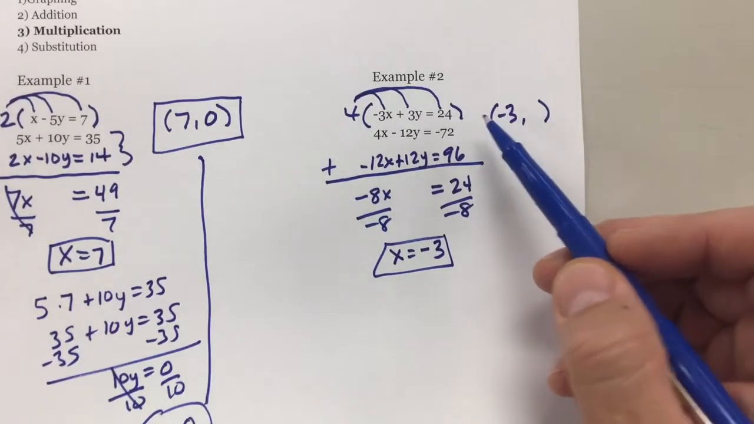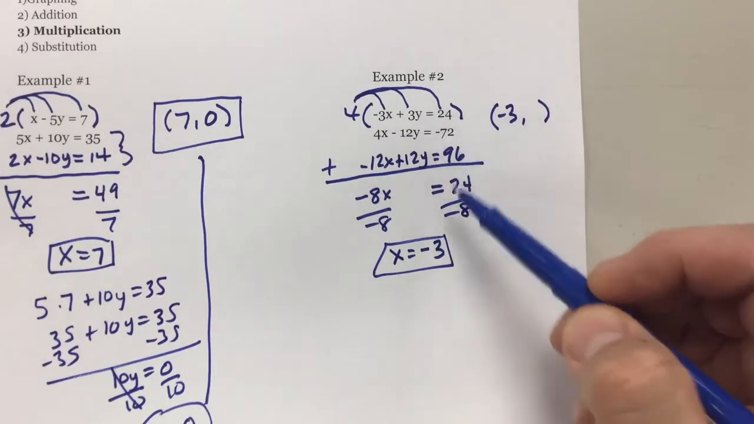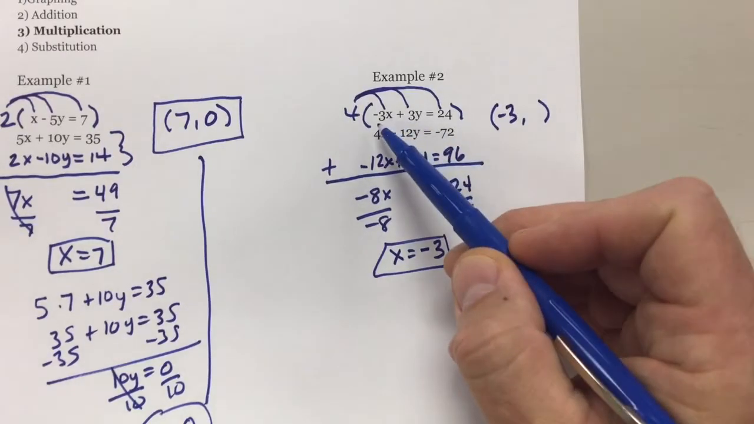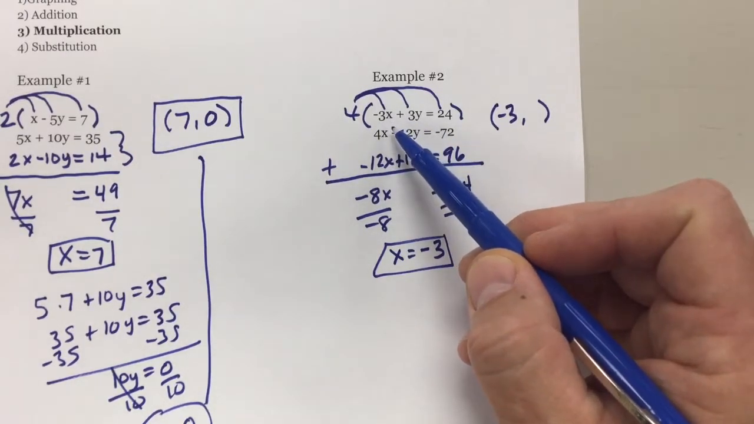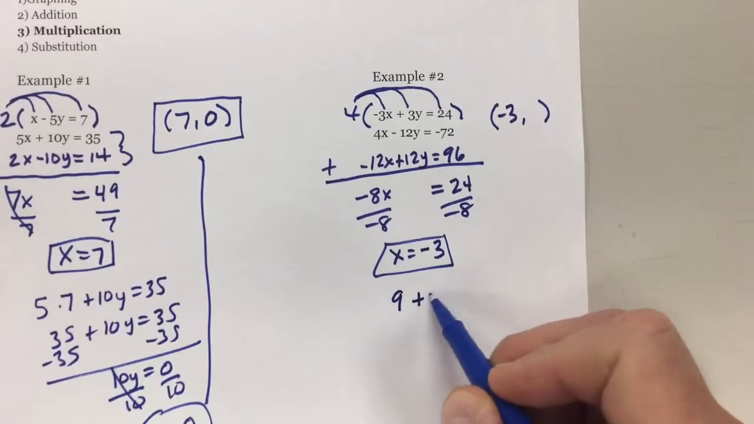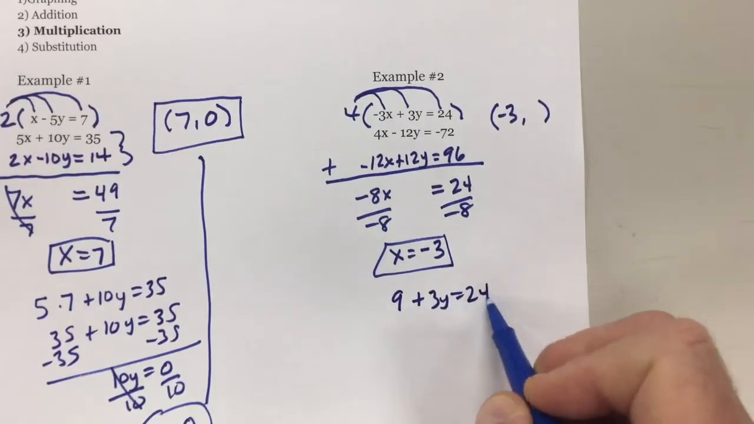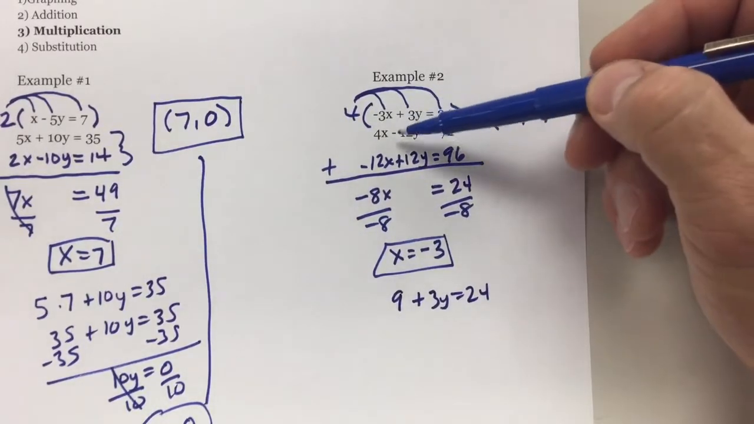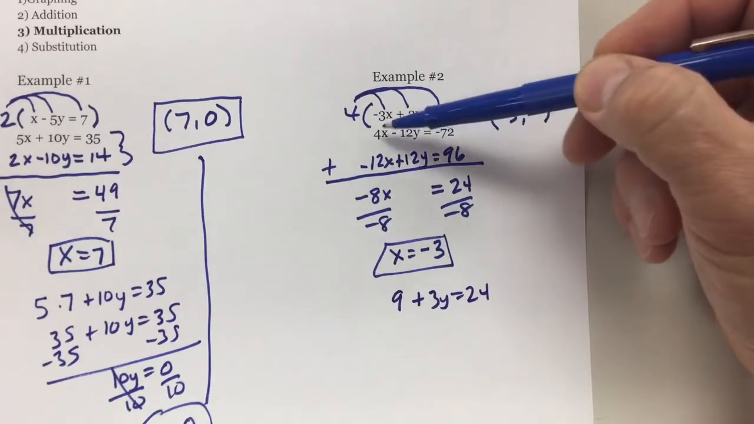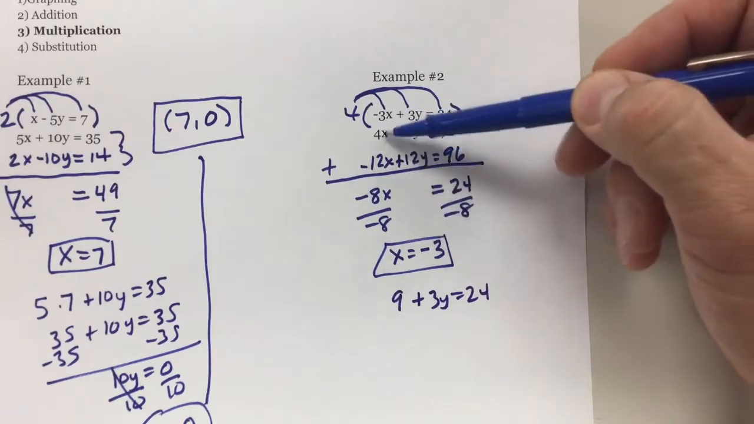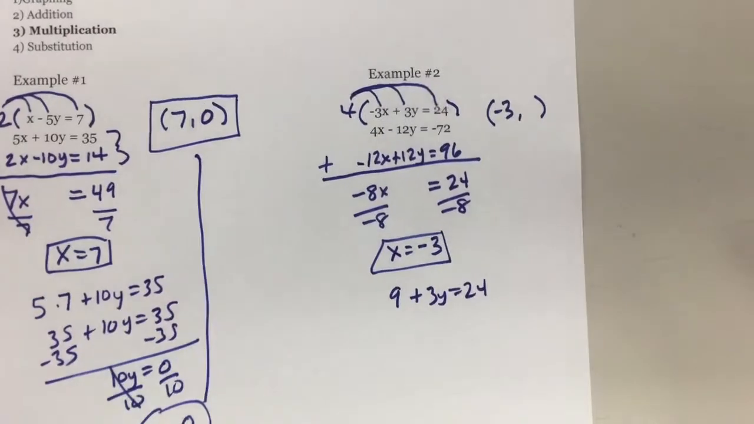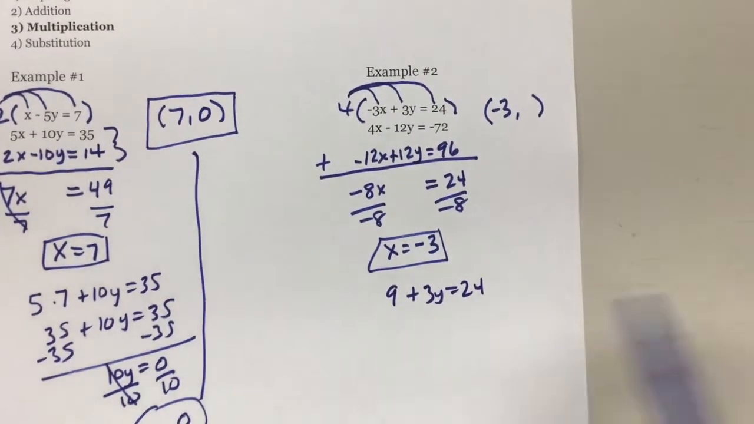This time I'm going to pick the top equation because when I plug negative 3 in for x, negative 3 times negative 3 is going to be positive 9, plus 3y equals 24. I avoided the bottom one because there's already a negative sign here and here. And if I multiplied the 4 by negative 3, I'd get negative 12, and I'd have 3 negative signs to deal with. And I like working with positive numbers.